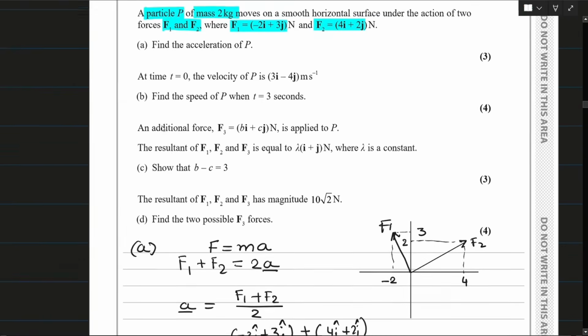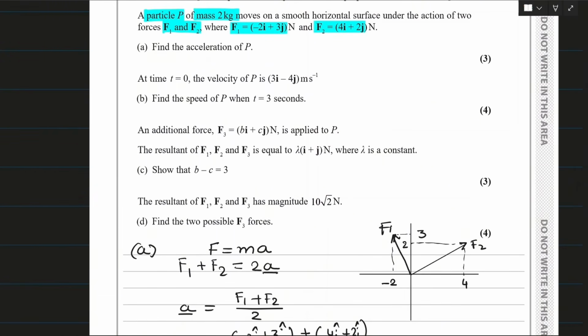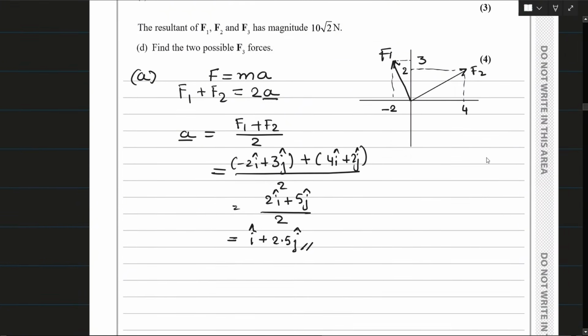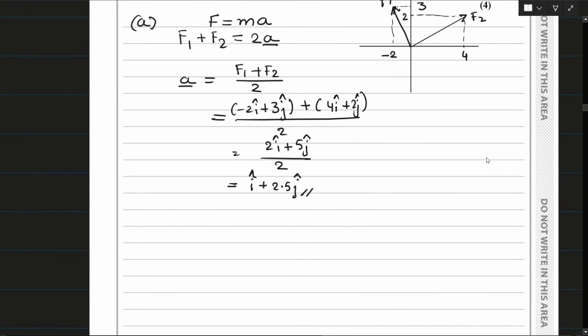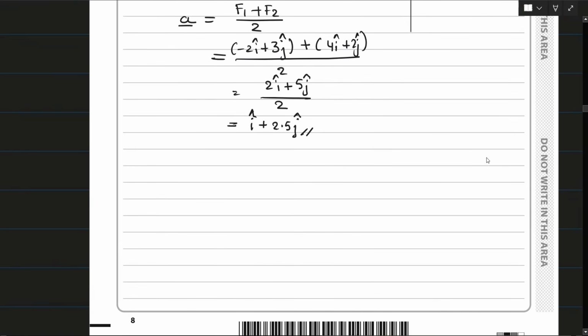Now for part B, we see that the initial velocity has been given. The velocity of our particle P at time equals 0 has been given, so this is the initial velocity of the particle. In part B, we have to find the speed of the particle when time equals 3 seconds. We know that there is an acceleration of the particle, so the speed of the particle will increase each second. We already know the initial velocity. We just have to find the velocity after acceleration has been acting on the particle for 3 seconds.